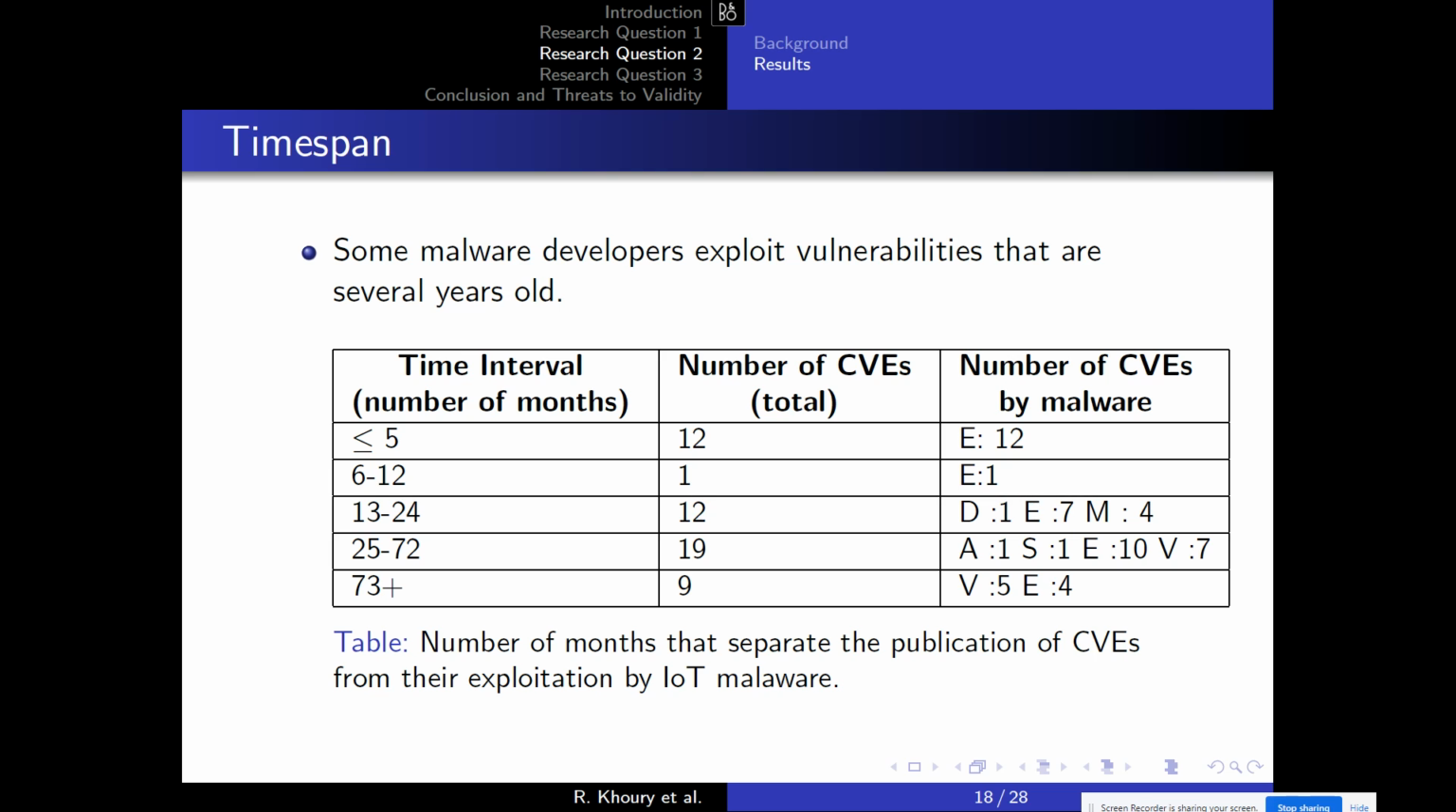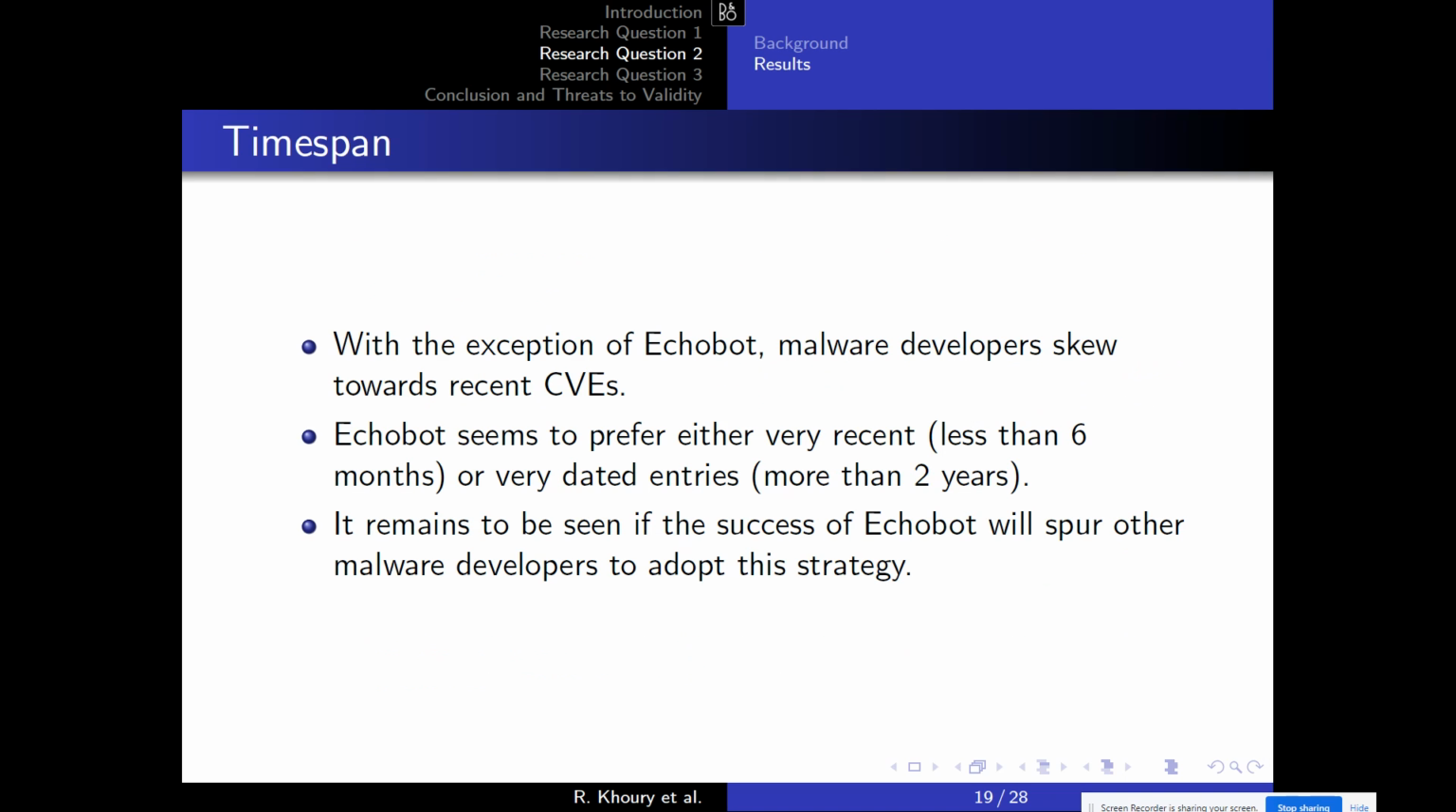So the main conclusion that we get looking at this table is that malware really tends to prefer recent vulnerabilities, but there's one exception, and that exception is EcoBot. EcoBot seems to have two different strategies: either very recent vulnerabilities, less than 6 months, or very dated entries, more than 2 years. Another security researcher wrote that EcoBot seems to be targeting either systems that have not yet been patched or systems that were no longer maintained.